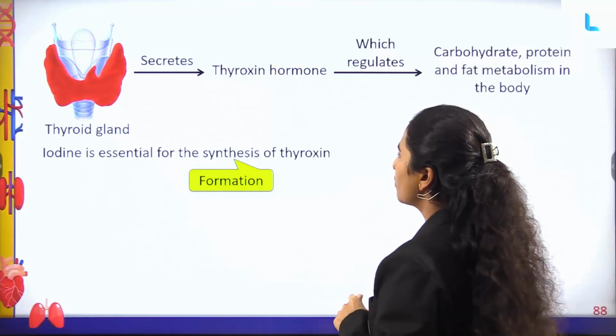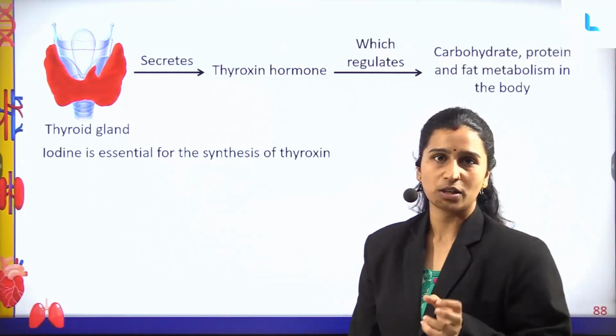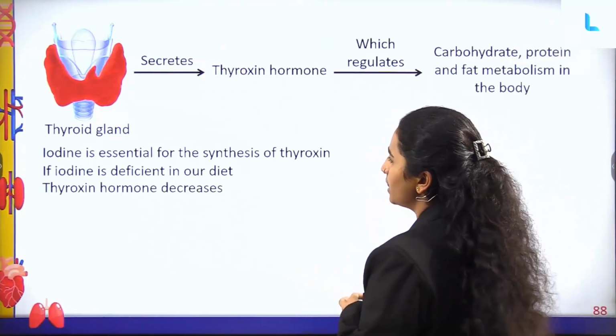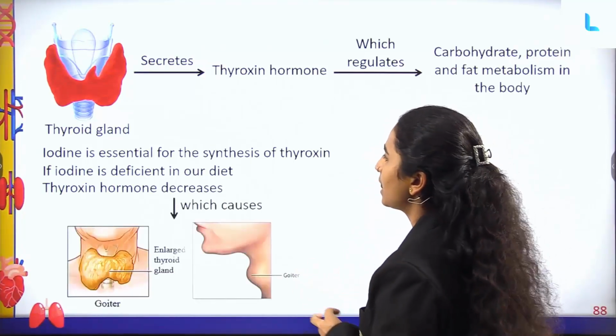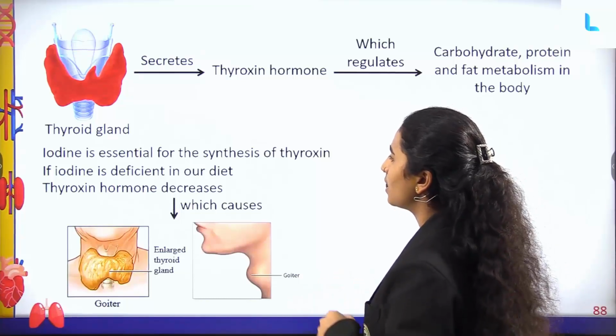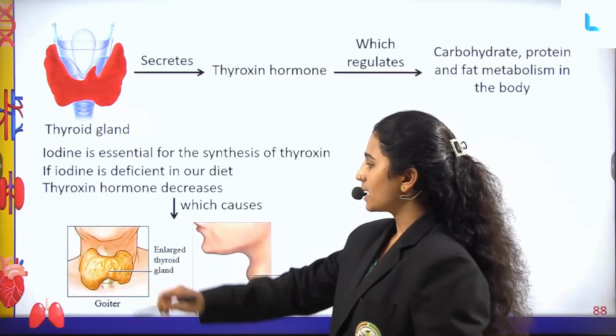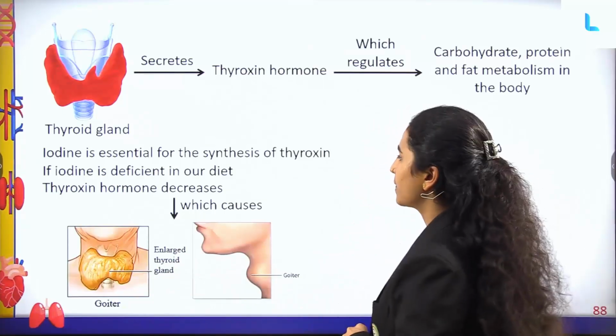Now iodine is very essential for the synthesis, that is the formation, of thyroxine. So we have to consume food with iodine. If there is iodine deficiency in our diet, the thyroxine hormone will decrease, which will cause goiter, that is enlargement of the thyroid gland.